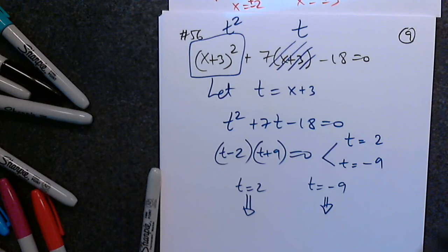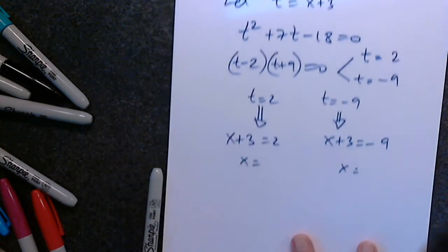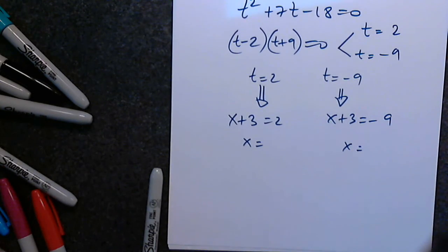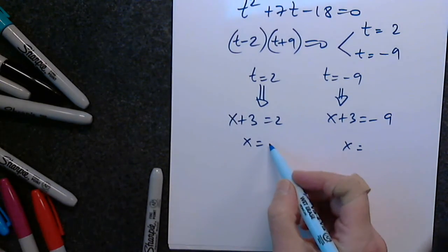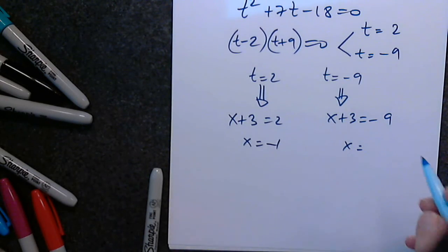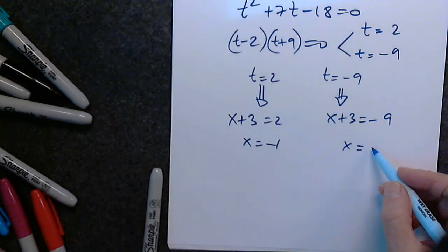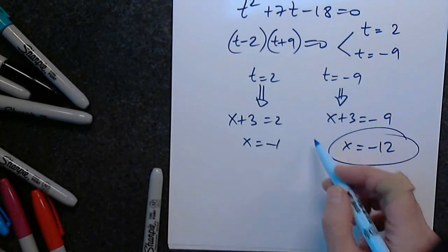x plus 3 equals 2. Of course, because t denotes x plus 3. So then I have x plus 3 equals 2, and I'll get x in a second. And then I have x plus 3 equals negative 9, and I will get x in a second. Okay, so what is x from the first one? What is x from the second one? Very good. That's it.